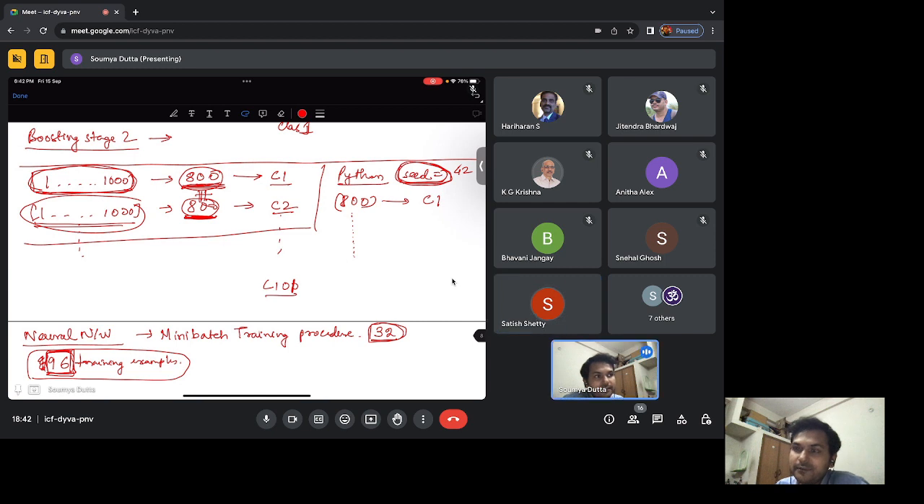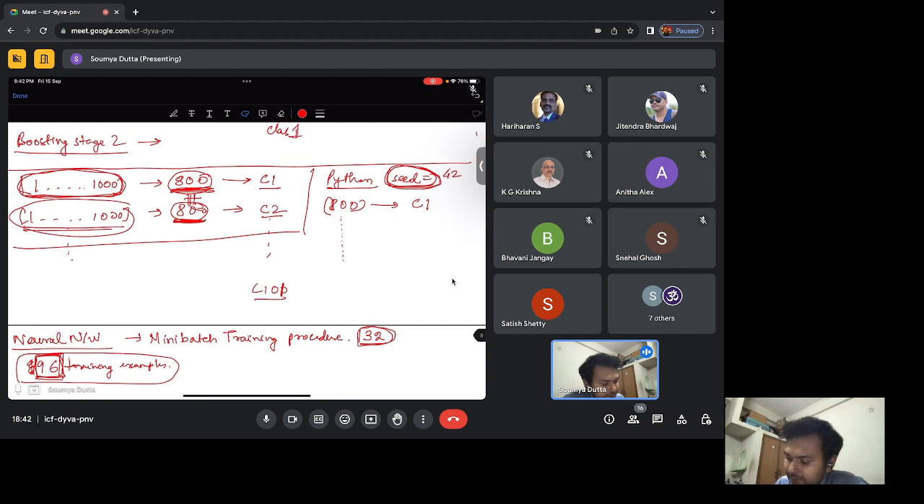That is why sampling with replacement is also helping you. If you had done sampling without replacement, then you would have to look at which 800 samples were selected and not select those 800 samples in the next stage. But here you can select all of them together.